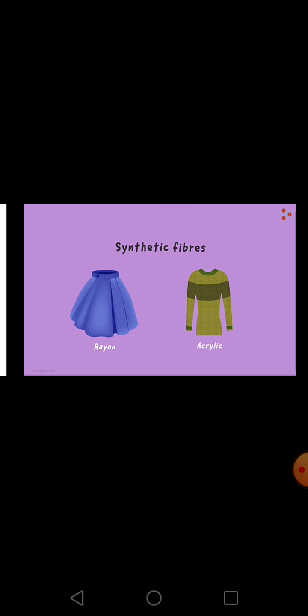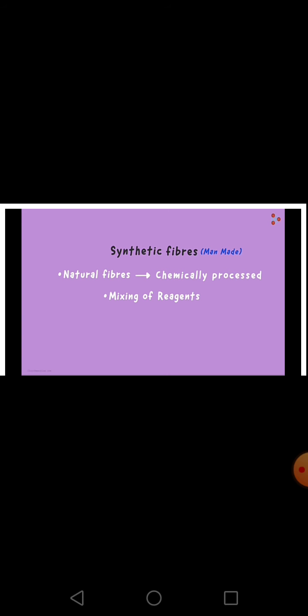Synthetic fibers are man-made, or made from chemicals. They are made by human beings and are not obtained from plants or animals. Next, what are synthetic fibers? Synthetic fibers are man-made and are obtained by a number of chemical processes, and a number of chemical reagents are also used to form these synthetic fibers.